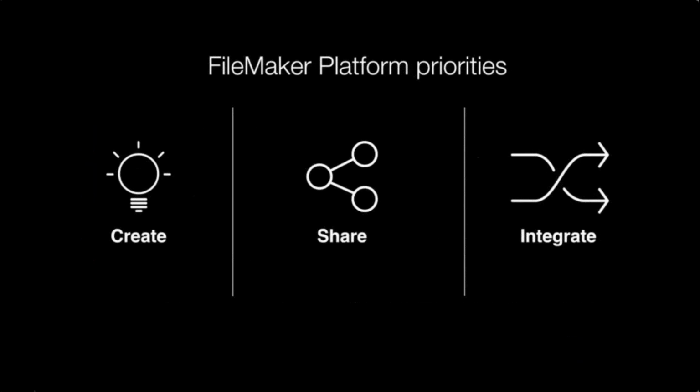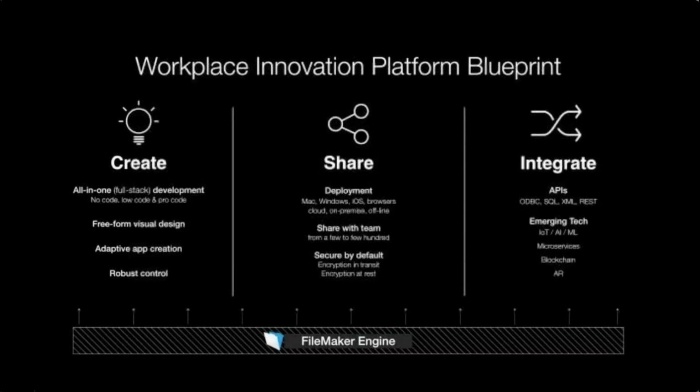Now, we categorize our roadmap into three primary areas: create, share, and integrate. And this is in alignment with our workplace innovation platform that we introduced at our 2018 developer conference in Dallas, Texas. And if you want to learn more about that, please visit our website where you can find information on that. And you see here on this slide a high-level view of the blueprint for the workplace innovation platform. And this is what we'll be spending most of the rest of the roadmap on, going into further detail.